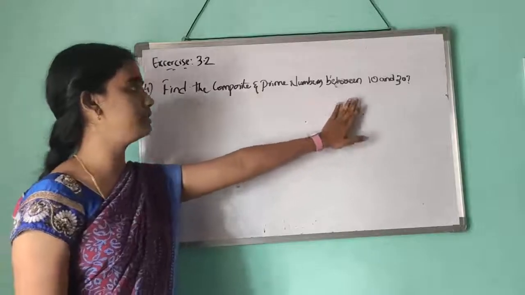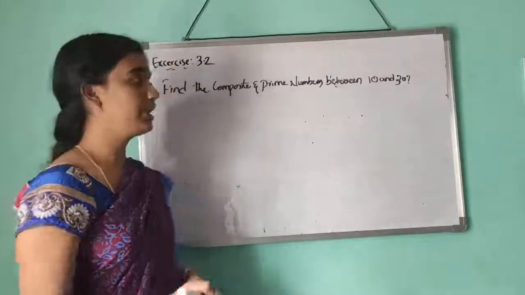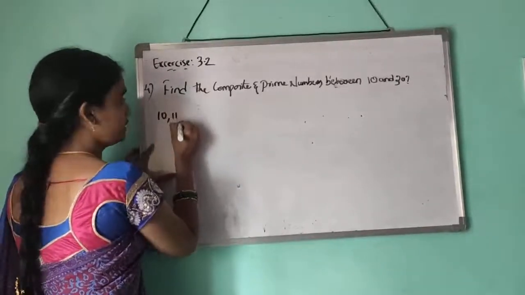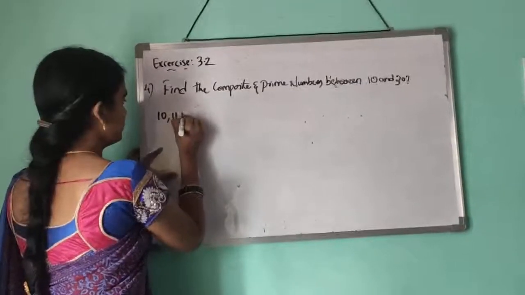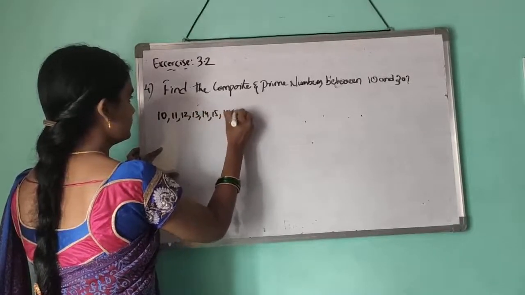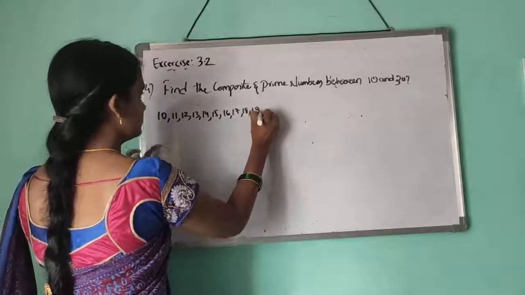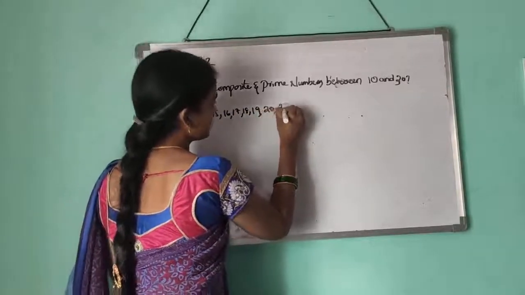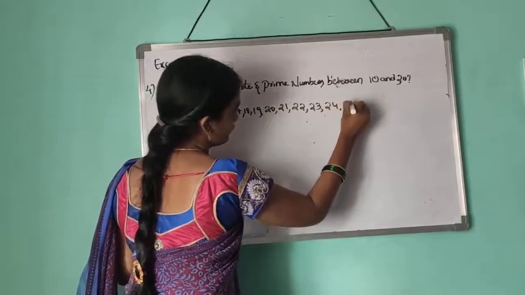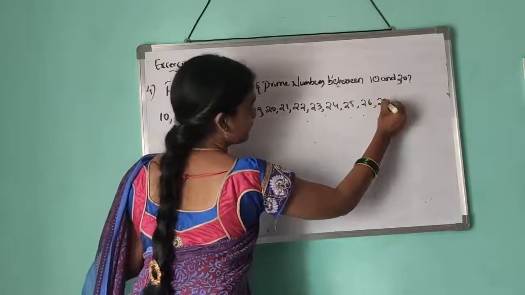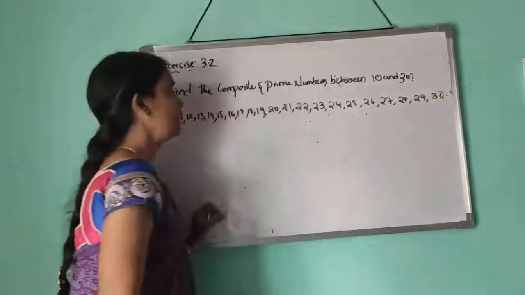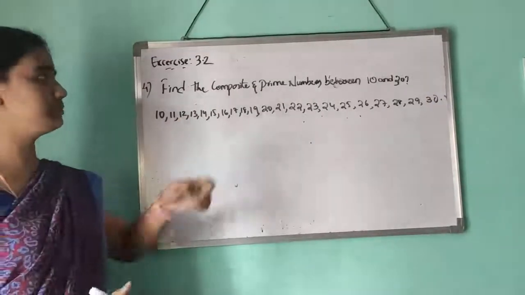And prime numbers between 10 and 30. Here we can write the numbers from 10 to 30: 10, 11, 12, 13, 14, 15, 16, 17, 18, 19, 20, 21, 22, 23, 24, 25, 26, 27, 28, 29, 30. Here you can write the numbers from 10 to 30.